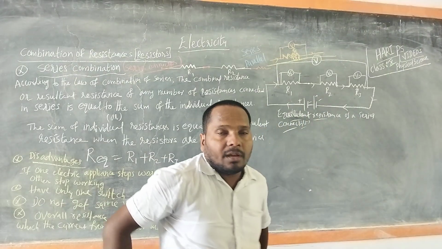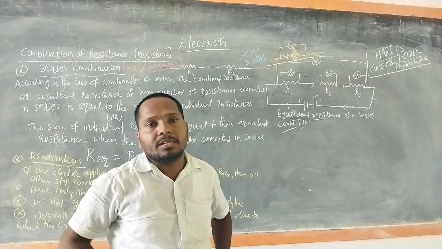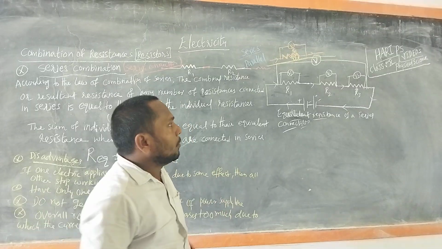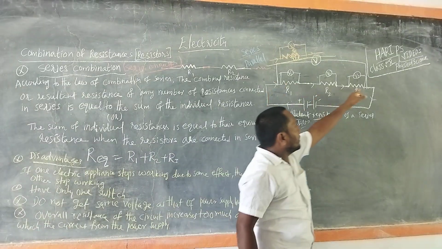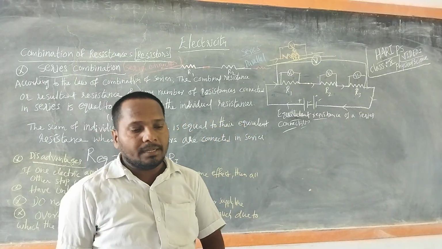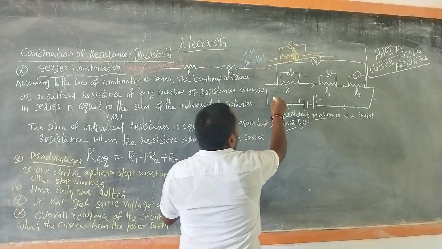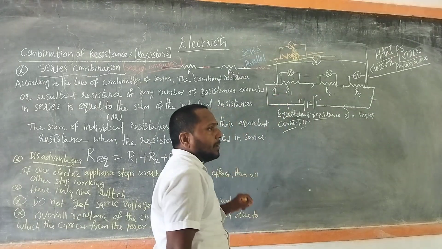In series connection of resistors, there is only one path. So, in case of series connection, there is only one path of electric current. Hence, the current in the circuit is equal to I. So, I current is passing.